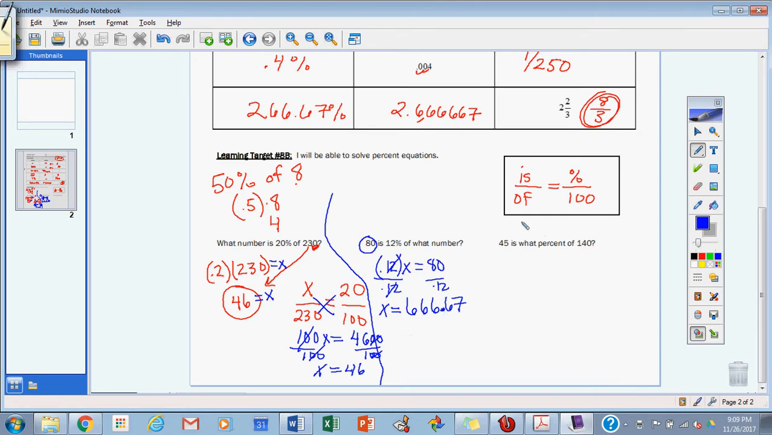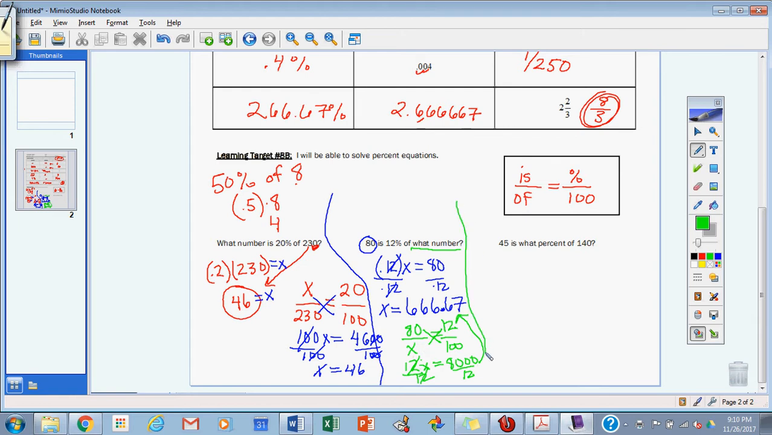Again, if you were going to use the proportion here, let me show that in green. That would be 80 over of, which would be unknown in this scenario. Like, of what number? So unknown. And that equals 12 over 100. Well, when you cross multiply, you'll get 12x equal to 80 times 100, which is 8,000. When we divide by 12, then we will get, ta-da, that number.